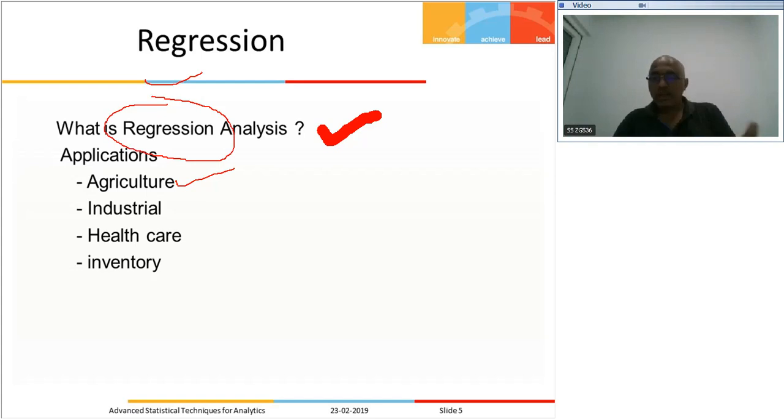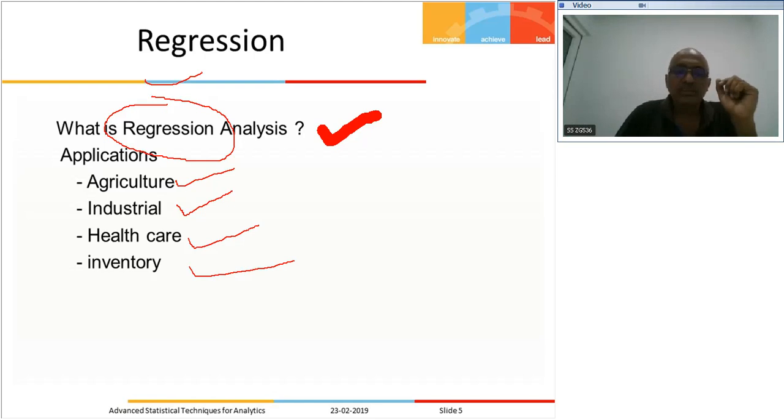What is the difference between correlation and regression? Similarly, you can have many examples: industrial, like the performance of a machine over a period, or healthcare. In various ways, based on past data, we want to predict for the next period. Similarly, how much inventory we need to maintain, etc. So many applications are there where, based on the data, we want to predict values in the near future. That discussion comes under regression analysis.